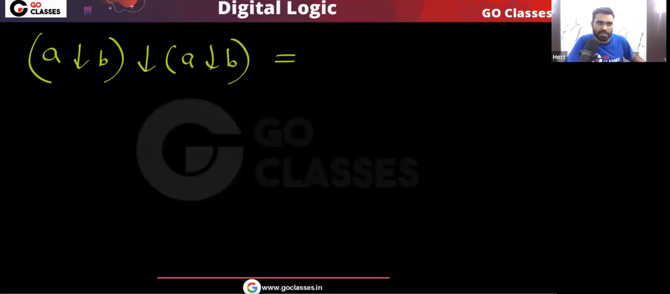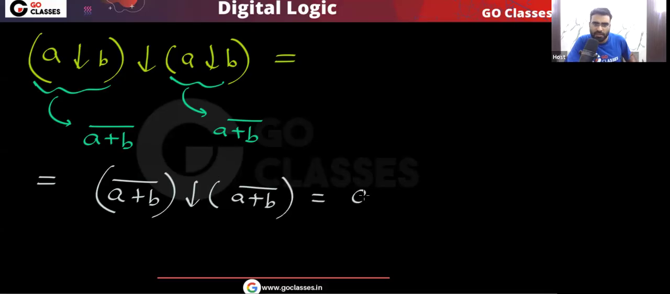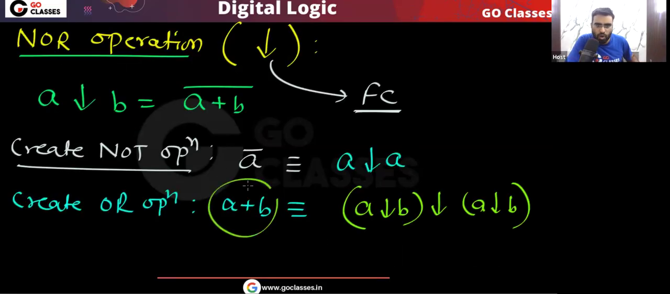Okay, let's see that this is actually A or B, because what is this? This is your A or B whole complement. What is this? This is A or B whole complement. Okay, so finally, if you notice, what you will get? You will get A or B whole complement nor A or B whole complement, and finally what you will get? You will get A or B whole complement, or A or B whole complement, and that will be A or B complement, and that is A or B. So you can see this equation is actually giving you A or B. Is this clear? So very simple. This OR operation we can write only in terms of NOR operation, like this.